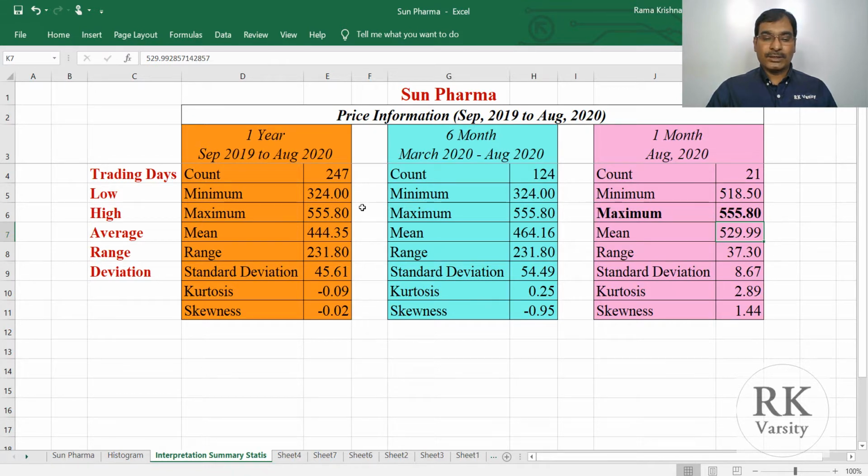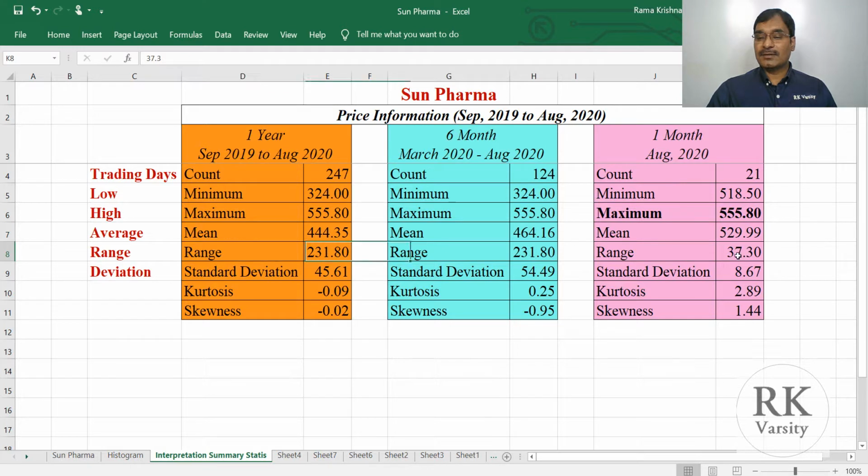A very important thing that you need to look at is the range. In the case of 1 year and 6 months, the stock price ranges to 231. That means there is a wide range in the price of this stock. When the range is high, it is very difficult to predict the stock price movement.